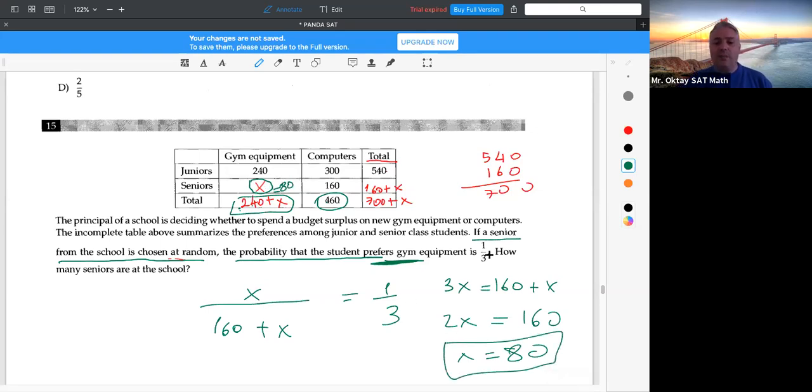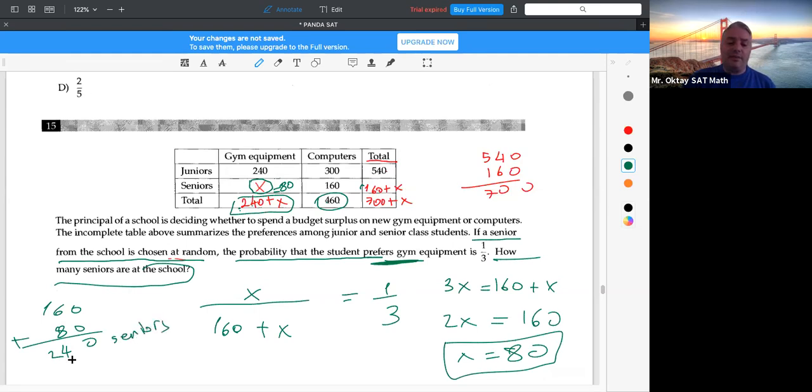What is the question? How many seniors are there in the school? So seniors are 160 plus X. So 160 plus 80, 240 seniors. There are 240. That's it.